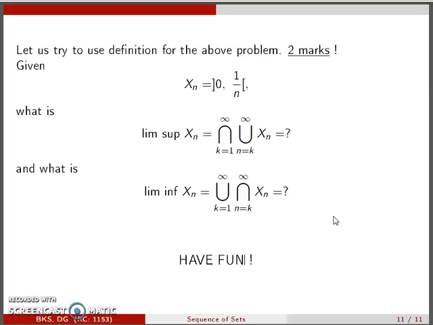Then we can try the same problem as I have said. To show that the limit exists, you have to show that lim sup xn and lim inf xn, both of these, have to be the same. Have fun. Thank you.